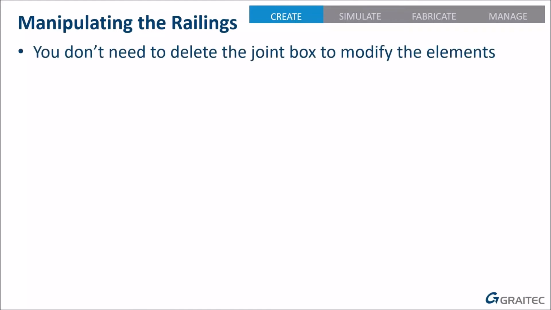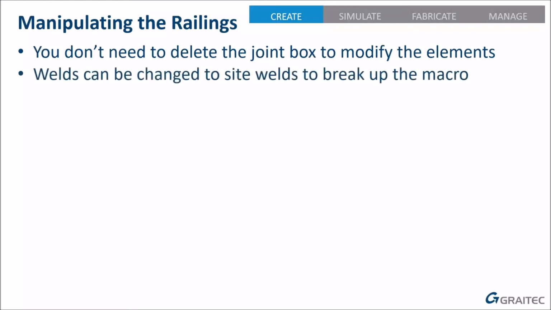But now we want to manipulate that and do more things with that and create more railings around the other parts of the model. When we're doing this demo, look out for these points. First of all, you don't need to delete the joint box. People get a bit trigger happy with deleting the joint box when it's not necessary. At no point during any of these demos do I delete any joint boxes, but we still get the railings we want. So you do not need to delete the joint box to modify the elements within the joint.